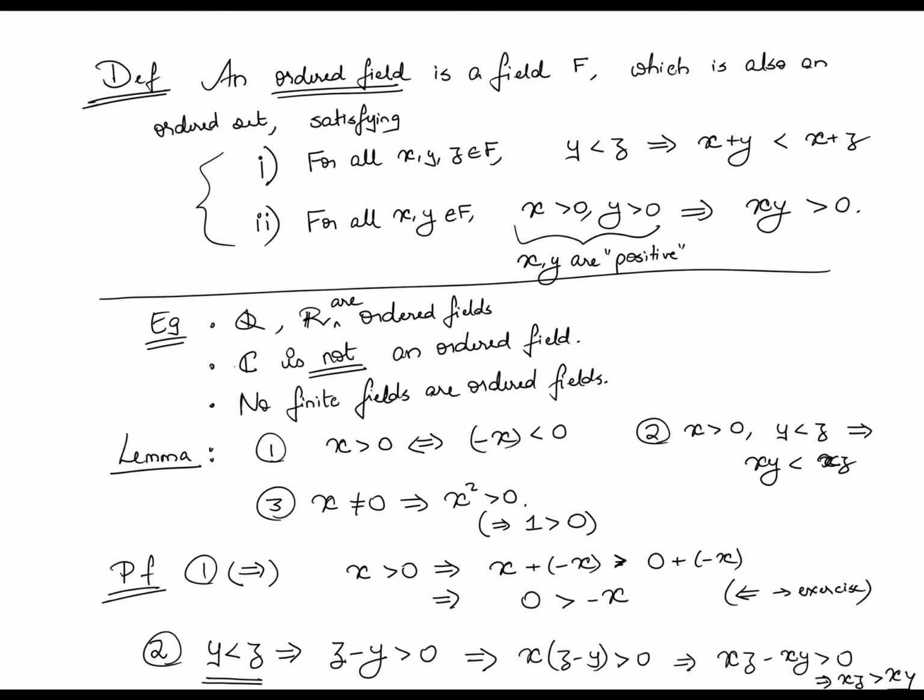To prove the third statement, let's move on to the next page. The third statement, recall, was the following. We had to prove that if x is not 0, then x square must be positive, which of course implies that the one element, the multiplicative identity, must also be positive. So how do I prove this? If x is positive, then there is nothing to prove, because it actually follows that x times x must also be positive.